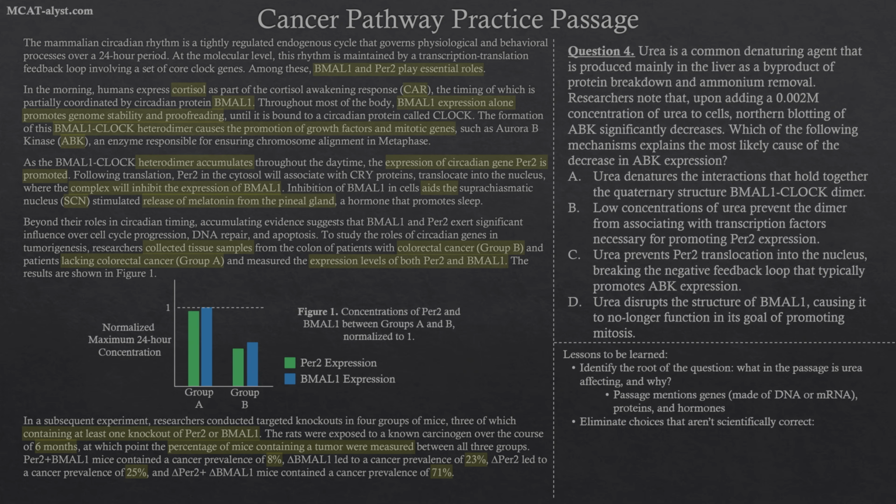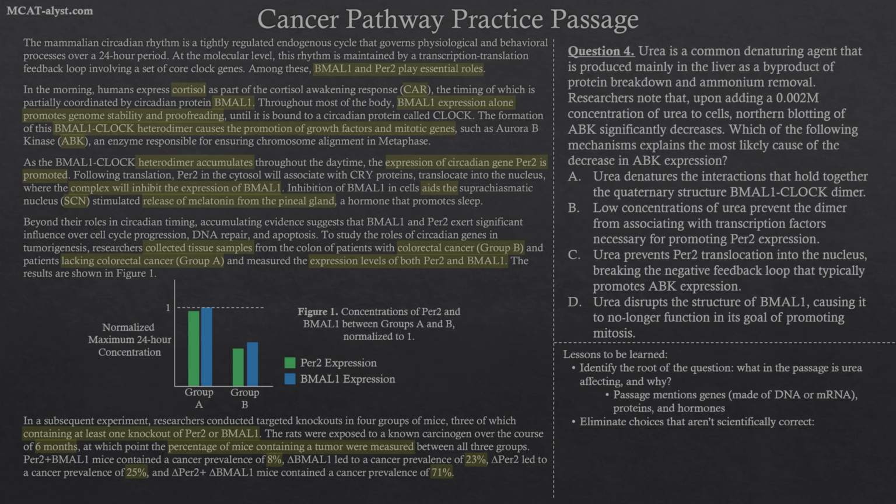But even still, the first thing that we're going to do is eliminate choices that are not scientifically correct. This is the easiest thing to do. The easiest way to be a hater is through your scientific knowledge. So because of that, we can immediately eliminate answer choice C, because C is stating that if we block PER2, that is what's causing ABK to decrease, which is actually the opposite of what we'd expect. BMAL1 leads to ABK expression. That's pretty explicitly stated in the second paragraph.